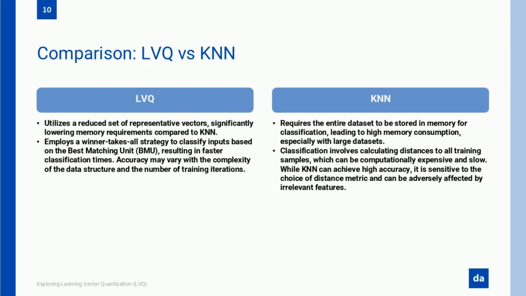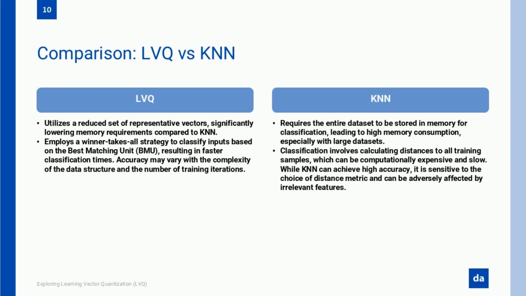Every time KNN wants to classify something, it has to compare the new data point to every single stored sample. That's like checking your entire camera roll just to find one specific photo. It's slow and only gets slower as data grows. LVQ? Lightning fast. It only compares the input to a handful of representative vectors. Once trained, LVQ scales beautifully and maintains consistent speed, even with massive datasets.